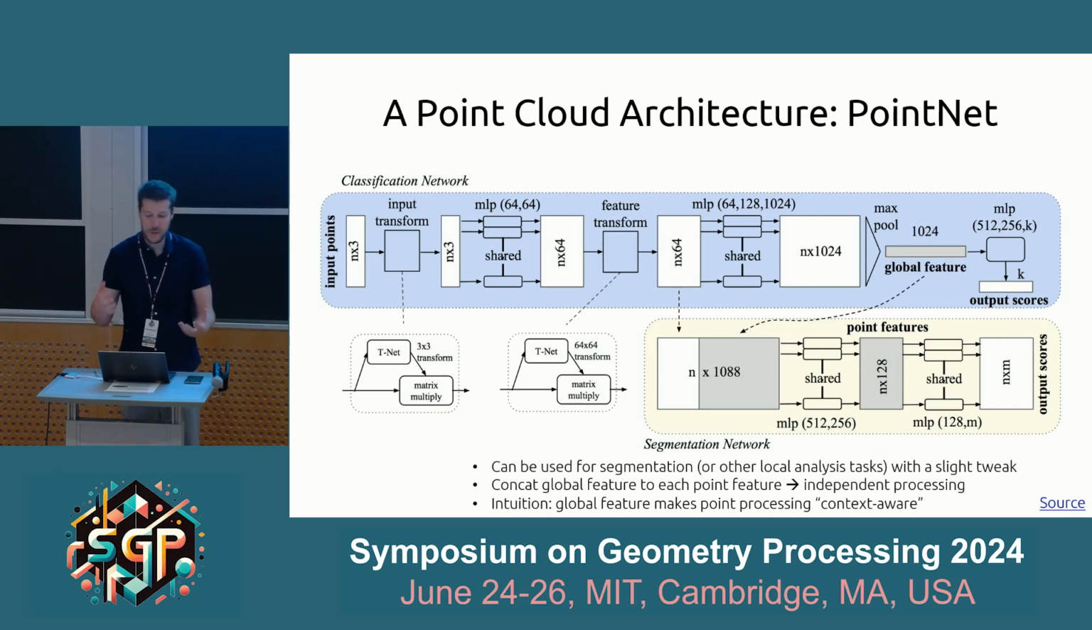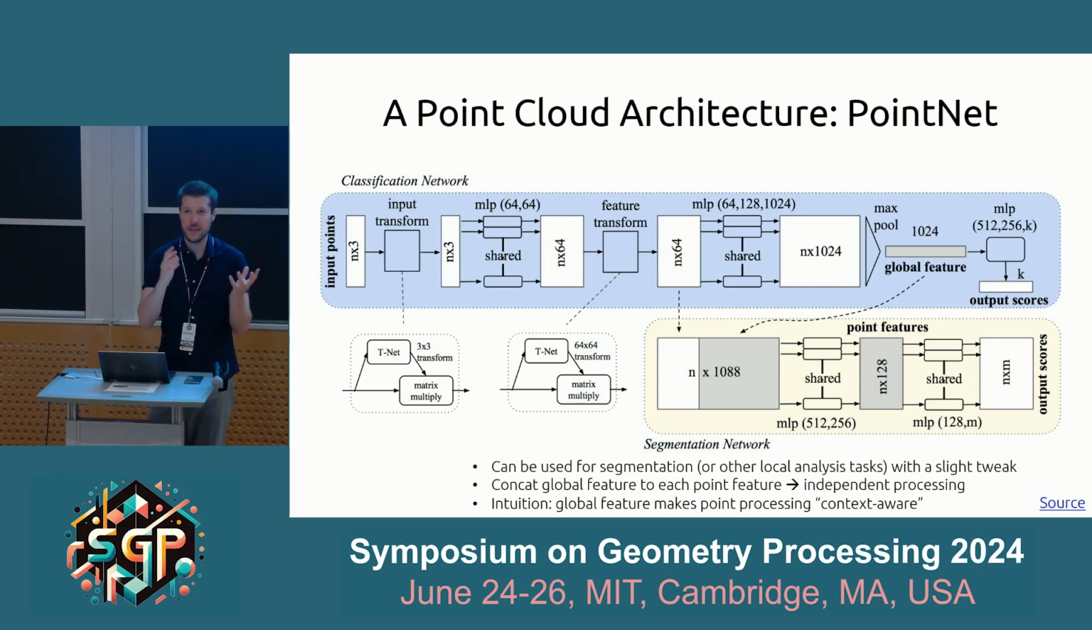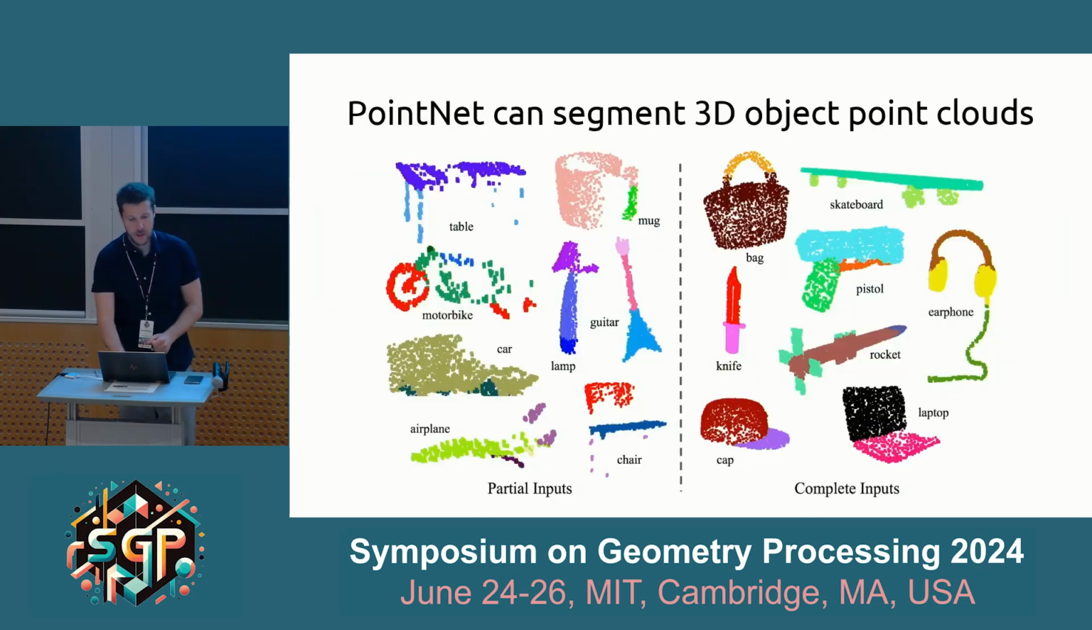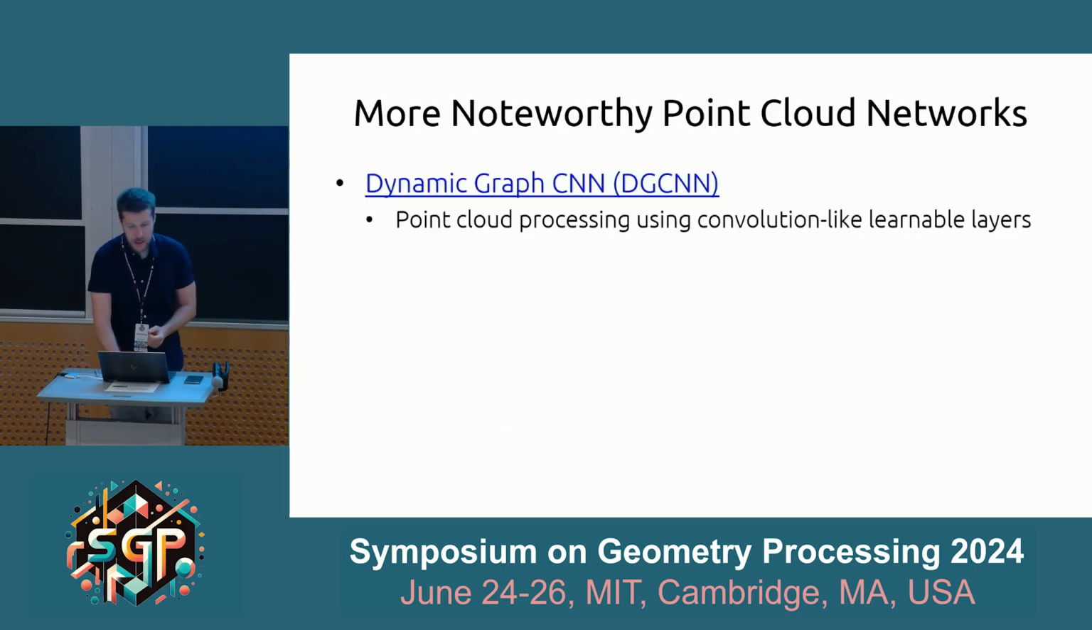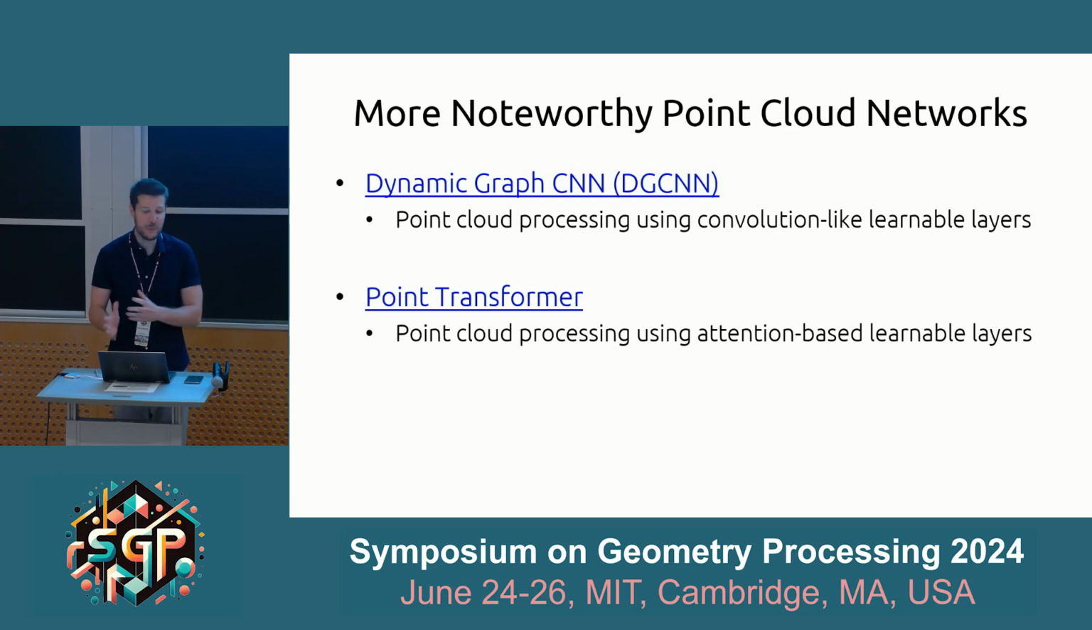And the intuition here is that if you combine the local point features with the global features, then perhaps in some way that individual pointwise processing is now context aware of where that point sits in the overall shape, because it has some view of the overall shape as well. So yeah, you can use this. We can segment 3D point clouds using it, both complete and incomplete point clouds, and it works reasonably well. There have been some innovations since then. Some more noteworthy point cloud networks include DGCNN, which is basically using a convolution-like layer for this. And of course, people have also tried to apply transformer-like architectures to points as well.